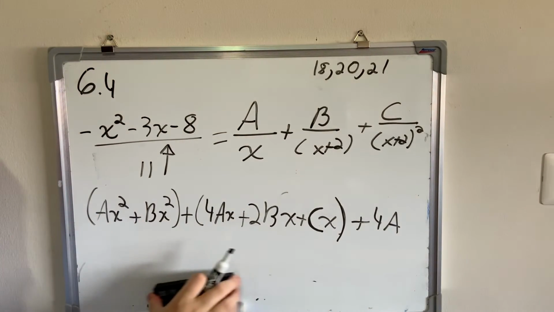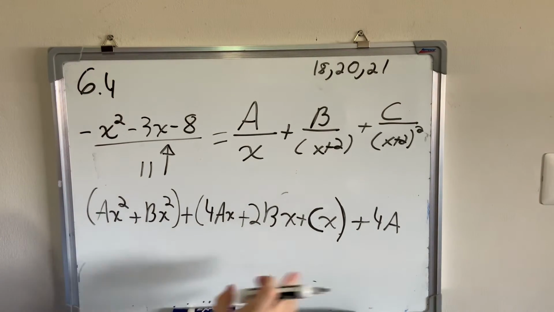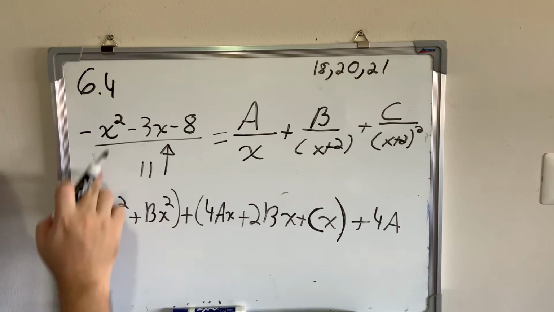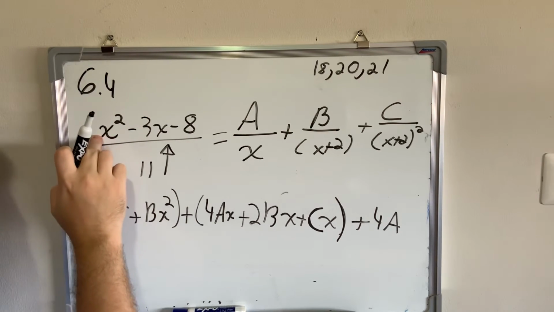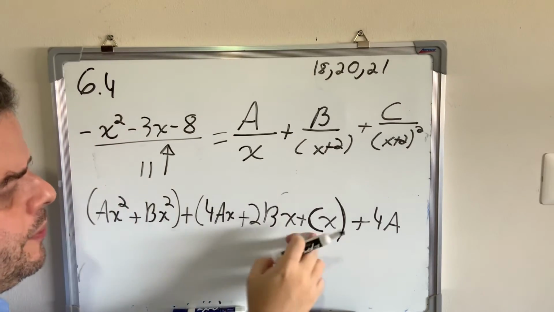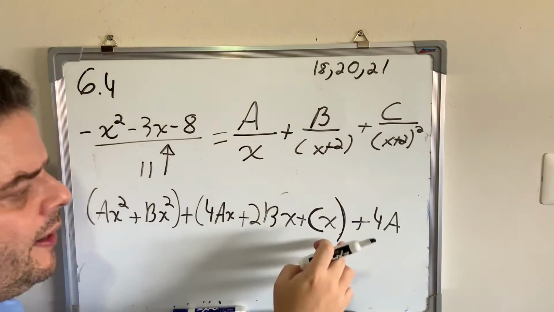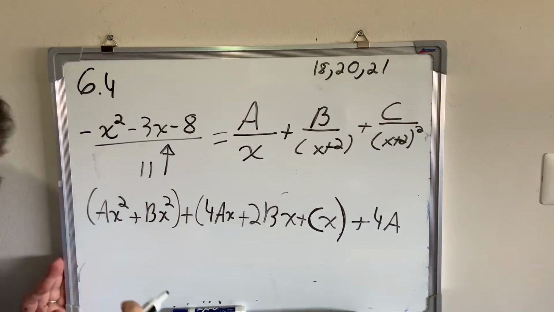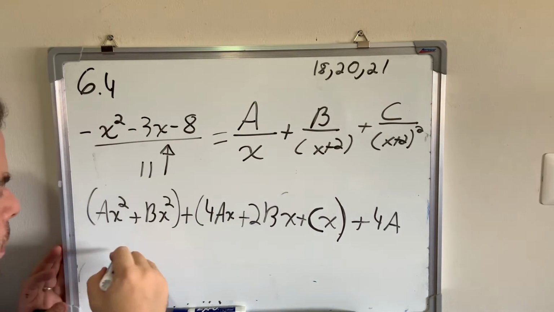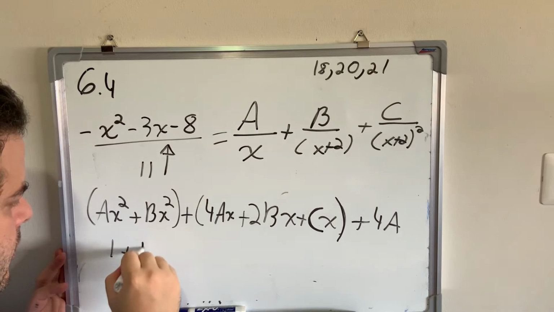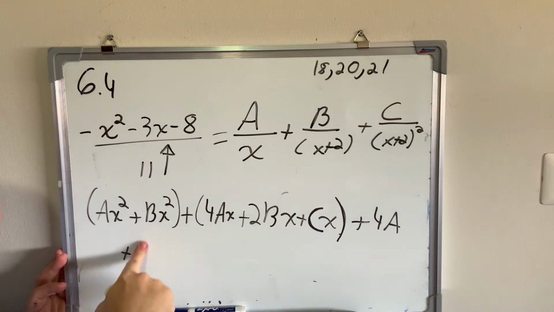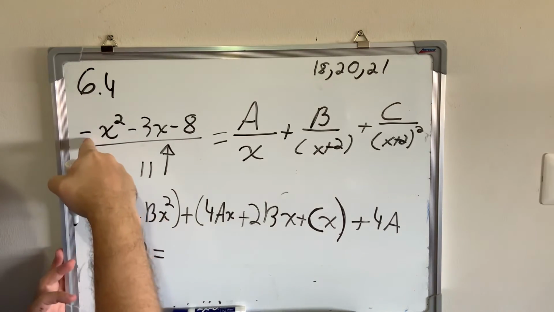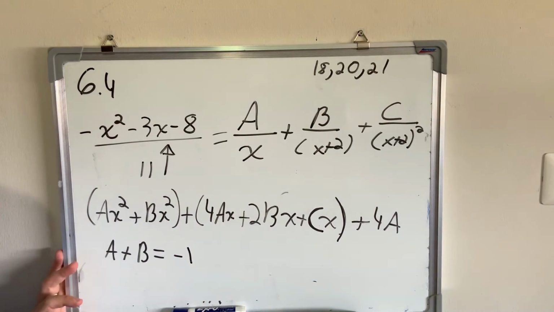Now remember, the quadratic terms will be equal to the quadratic term here. The linear terms will be equal to the linear term here, and the constant here will be equal to the constant here. So when you build your matrix, you're gonna have 1 plus 1, or actually let's use letters here, it's easier in this case. A plus B is equal to -1.